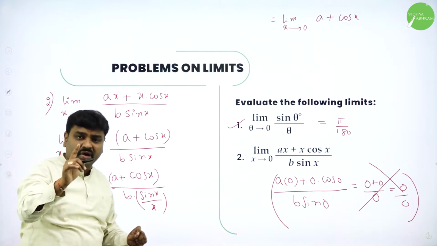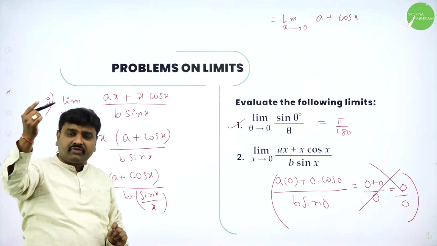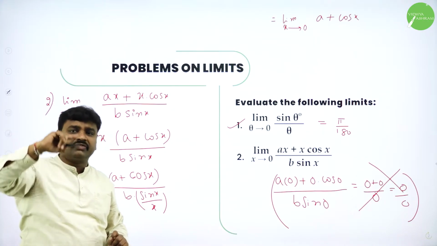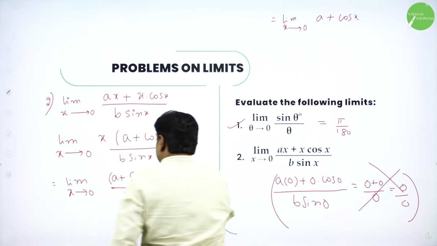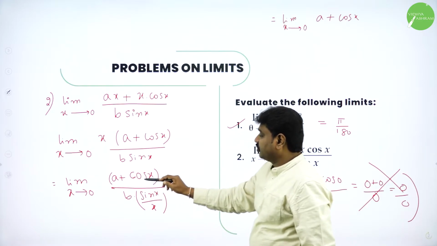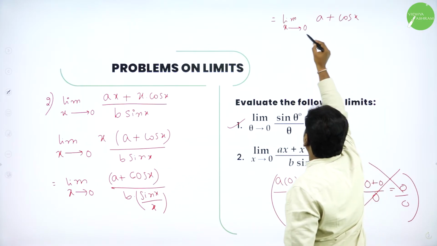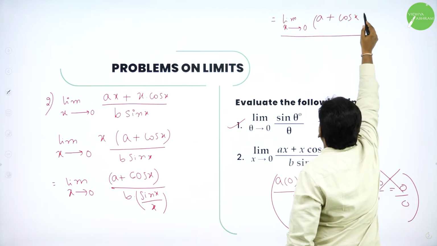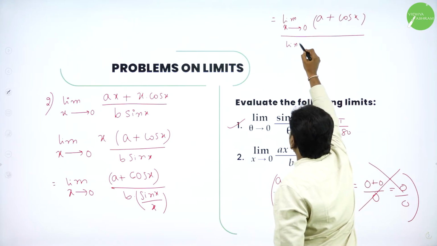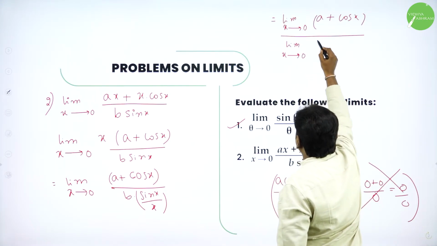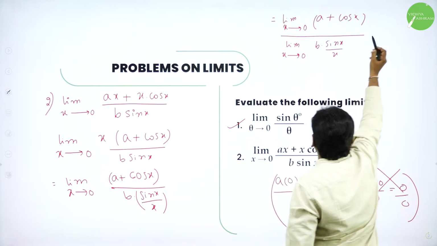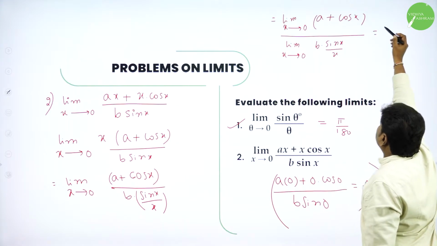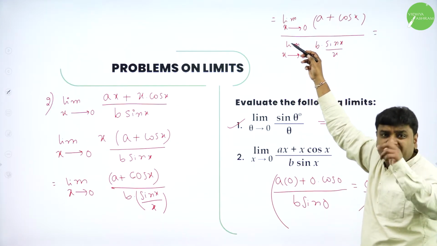We have a property. If you have limit x tends to a of f of x by g of x, then you can apply limit for numerator f of x, then for denominator g of x. So now I will do the same. I will apply limit x tends to 0 for numerator, that is a plus cos x, divided by, for denominator, limit x tends to 0, b sin x by x. Now numerator, in the place of x put 0. What is meant by limit x tends to 0? In the place of x put 0.